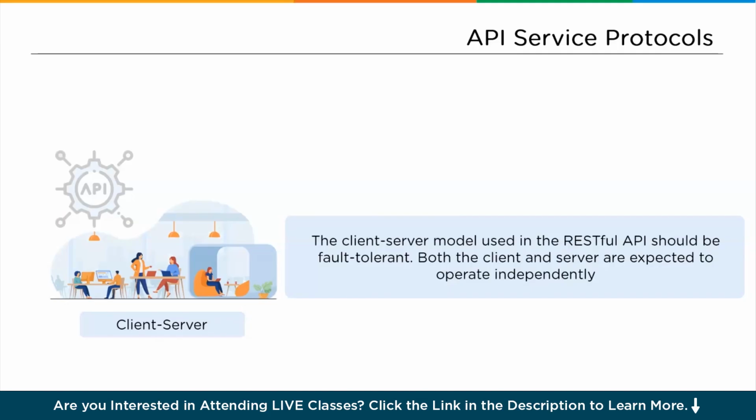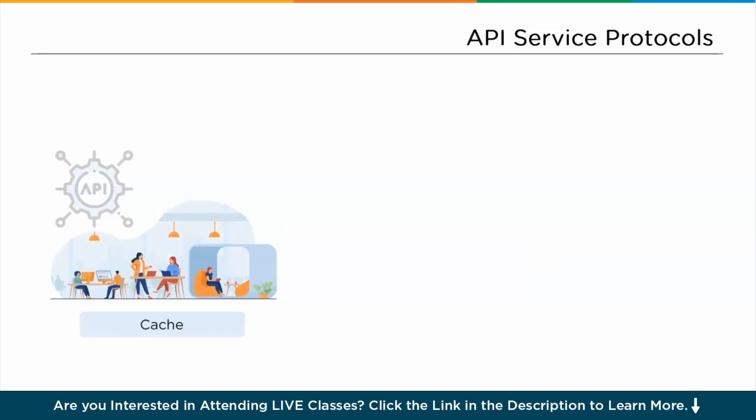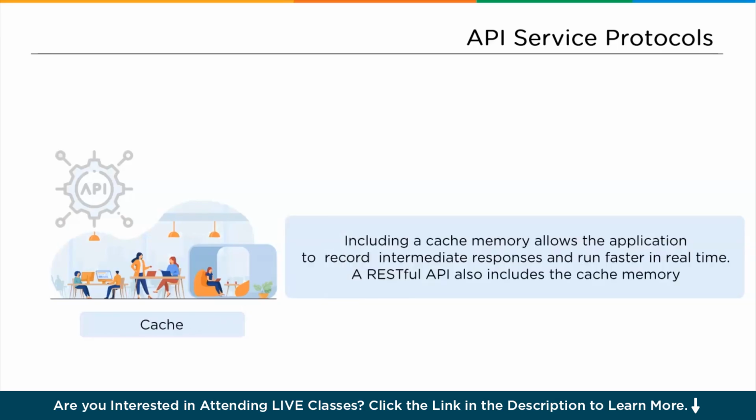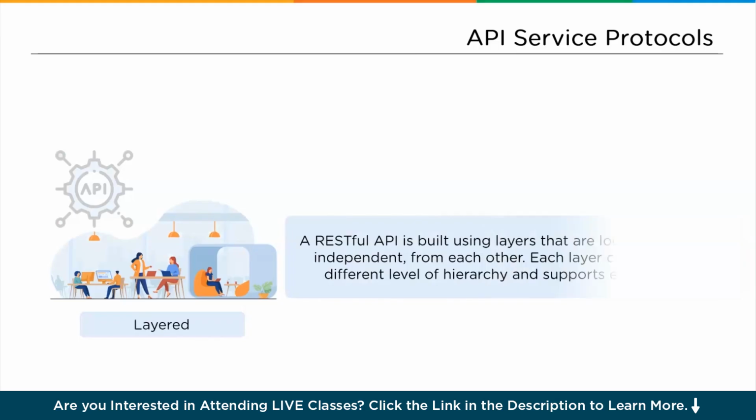The client-server model used in the RESTful API should be fault-tolerant. Both the client and server are expected to operate independently. The changes made at the client end should not affect the server, and vice versa. Next, we have the cache. Including a cache memory allows the application to record intermediate responses and run faster in real time. A RESTful API also includes the cache memory. And next, we have the layer.